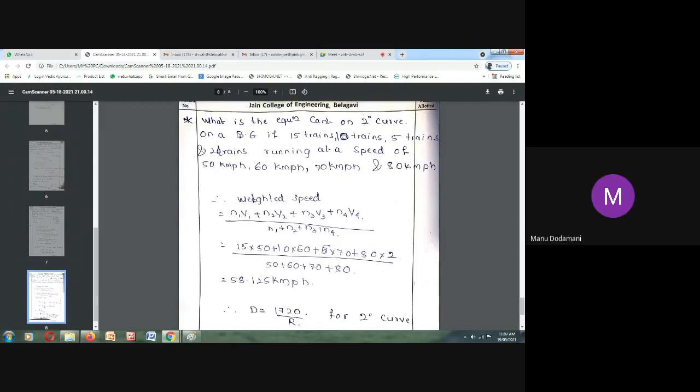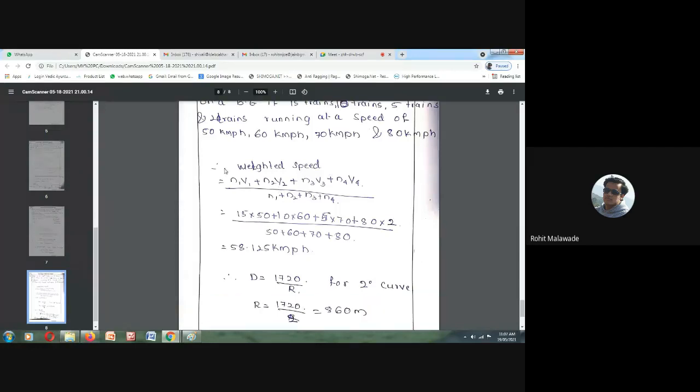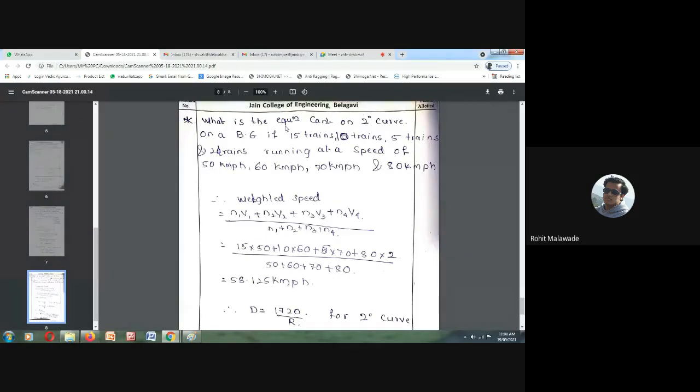Yes, sir. Okay. Now, what is the equilibrium cant on a 2-degree curve on a broad gauge if 15 trains, 10 trains, 5 trains, and 2 trains are running at speeds of 50 kmph, 60 kmph, 70 kmph, and 80 kmph? Okay. Now, the weighted average is, okay, how can I calculate this? First, in order to calculate the super elevation, I want the speed, right? I want the speed and I already have the degree. So if I want to calculate the super elevation, E is equal to GV square divided by 1.27 R. So what I want is the velocity. The velocity I can calculate by having the weighted average.